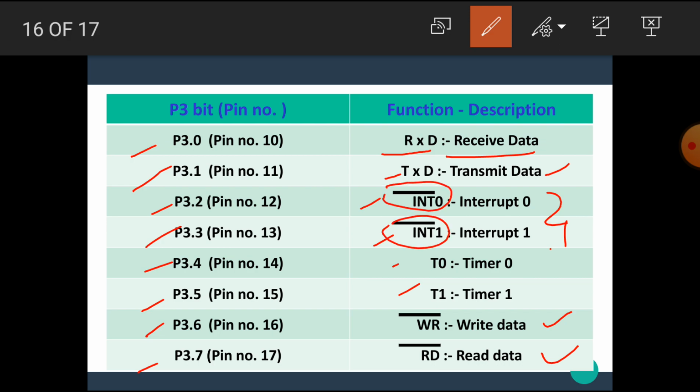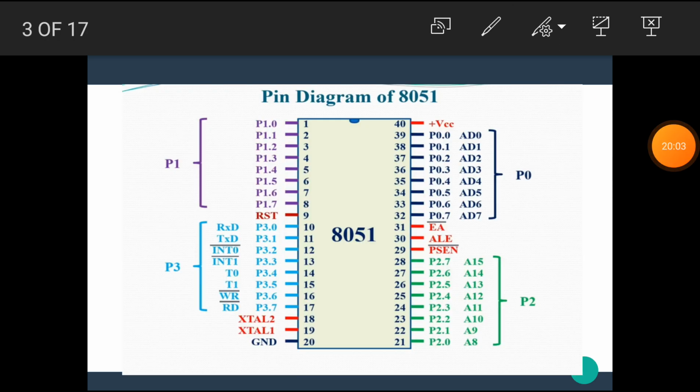INT0, INT1, WR and RD, these 4 pins are of active low type. Now let's summarize the pin diagram of 8051 microcontroller in short. The pin diagram of 8051 consists of total 40 pins. Out of these 40 pins, 32 pins are used by 4 ports: port P0, P1, P2 and P3.